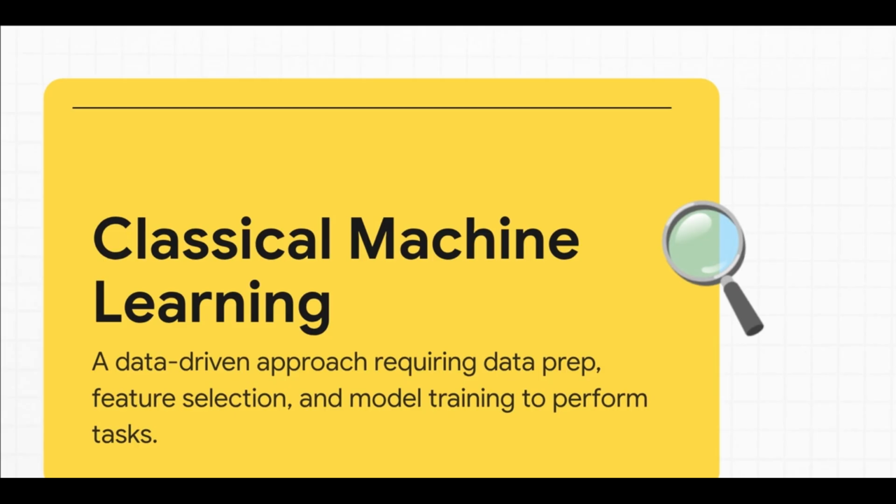It's this whole process of preparing data, training a model, and, this is super important, so listen up, feature selection. That's just a fancy way of saying a human has to tell the model which bits of the data are actually important to look at. We'll come right back to that.